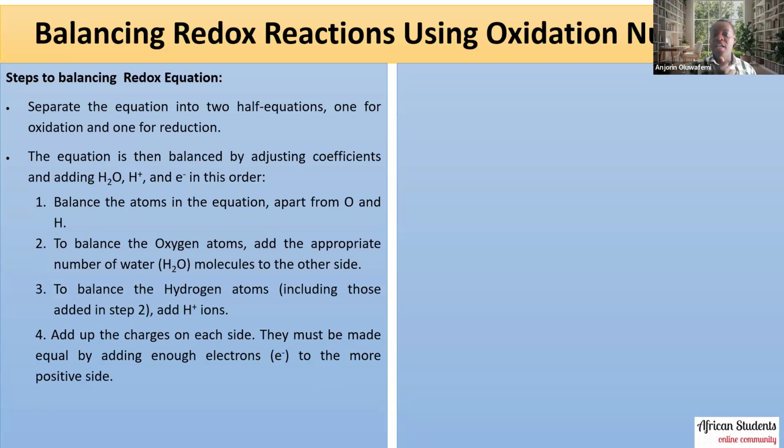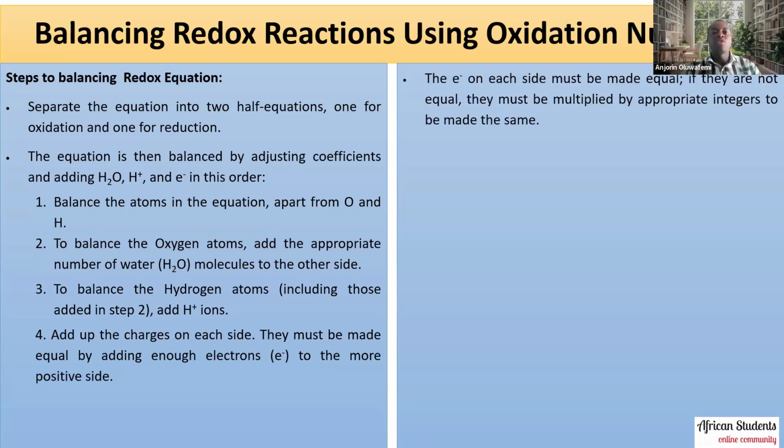We also add up the charges on each side, and that's more like going into the final stage now. The charges on each side must be made equal by adding enough electrons to the more positive side. The next step is that the electrons on each side must be made equal. If they are not equal, they must be multiplied by appropriate integers to be made the same. The number of electrons on the left-hand side must be equal to what you have on the right-hand side.